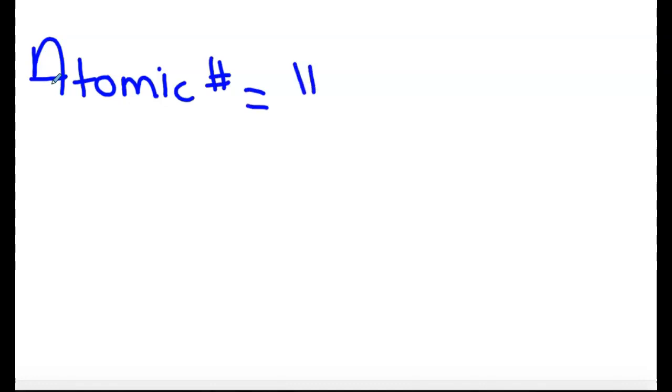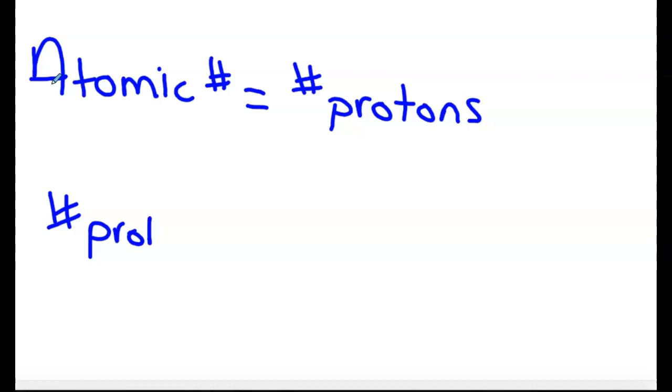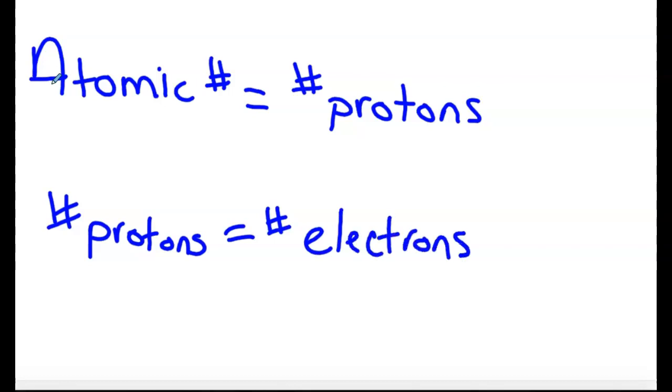First off, the atomic number is equal to the number of protons. That is key information. So those two columns should be the same. Number of protons is equal to the number of electrons, because in a neutral atom, your number of positive charges, or protons, has to equal your number of negative charges, your electrons.